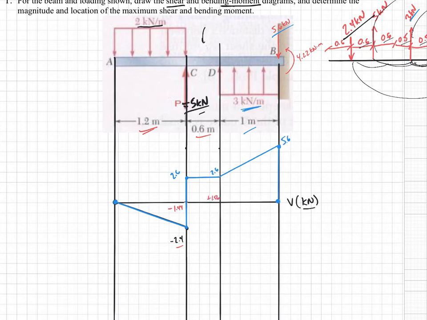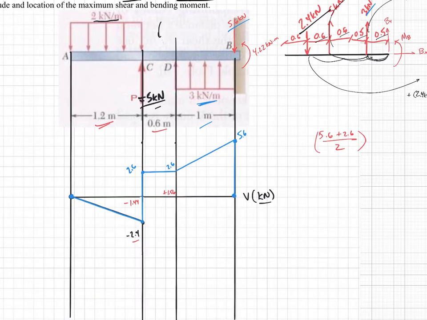And then we got a trapezoid. Some of you guys will split this up into a rectangle and a triangle. I don't do my trapezoids that way. What I do is the average of 5.6 and 2.6. So the average height of this thing is 2, and the total width of it is 1 meter. This is how I would get the area of a trapezoid. It's a lot quicker than doing base times height of a triangle and then adding base times height of a rectangle. Anyway, so we're going to get 2.6 plus 5.6 divided by 2. So we get 4.1. So this is a positive 4.1.